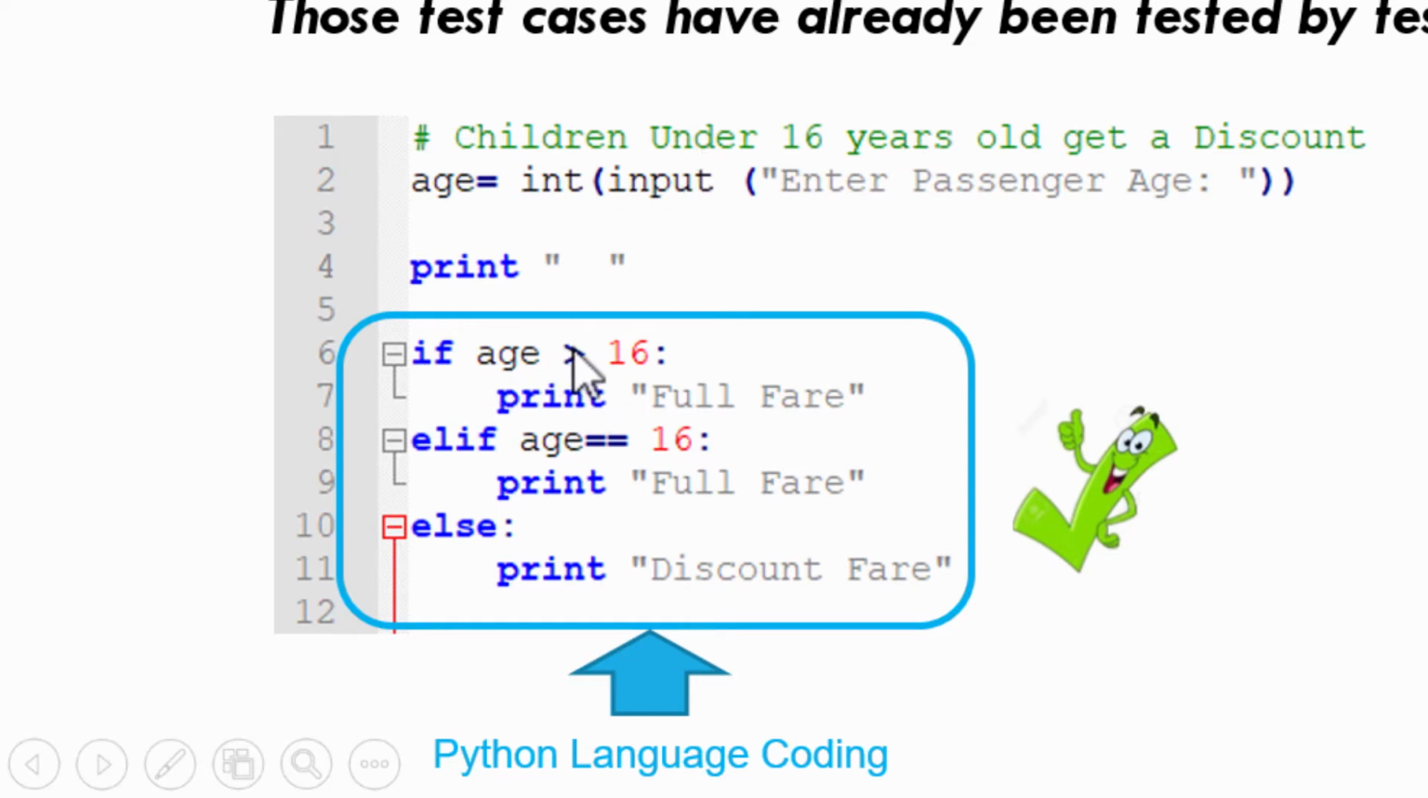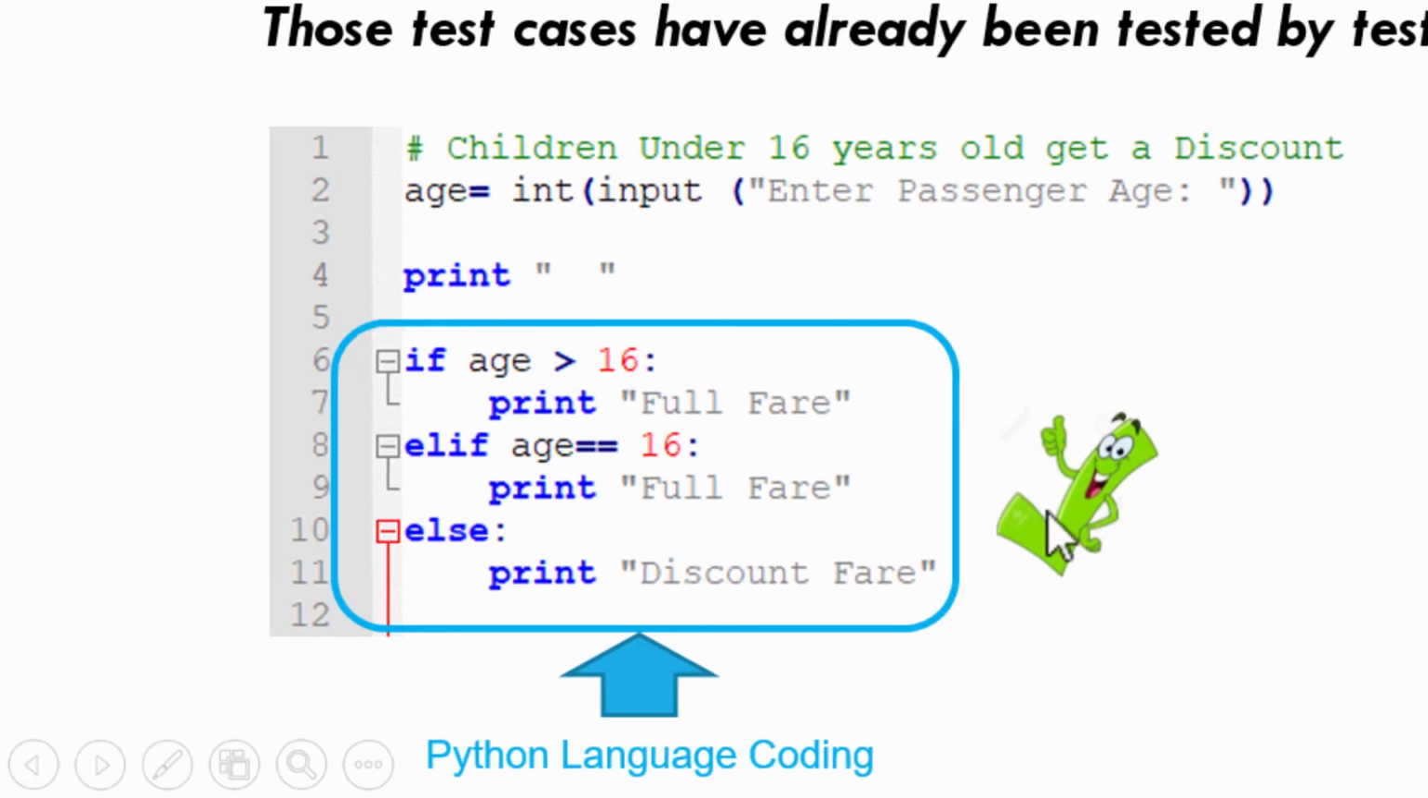Now, in this logic here, if the age is bigger than 16, they're up for full fare. If they've turned 16, bad luck, they're paying full fare. So in Python, notice you use these double equals for exactly equals. In Visual Basic, we only use one. And otherwise, if it's not one of these cases, they're not too old, well, then they can get the discount fare, okay? So this logic is good.